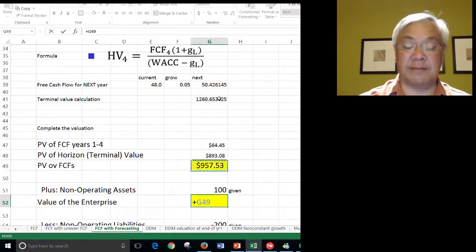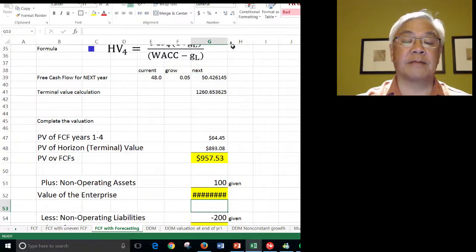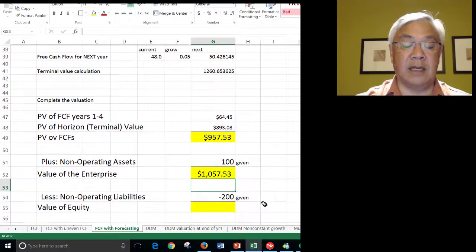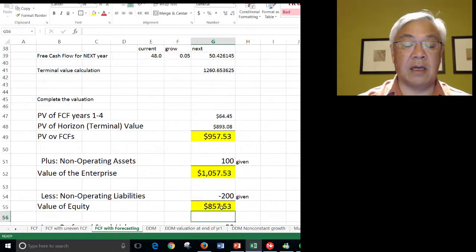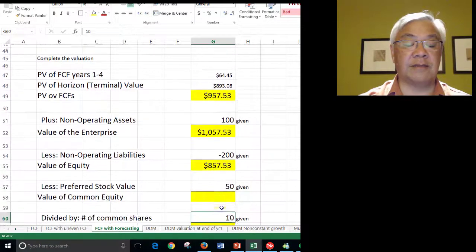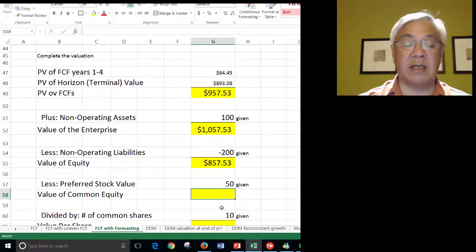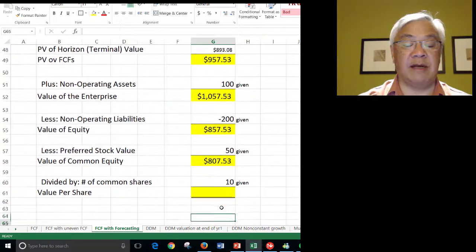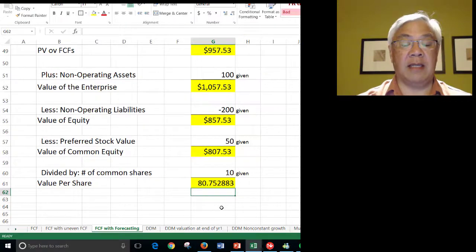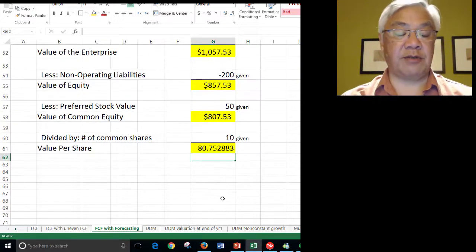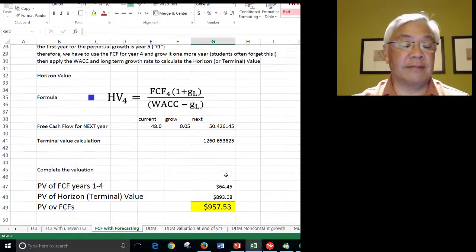We add to it our marketable securities, and then we subtract from it our debt. Then we subtract from it our preferred stock, and we divide by 10. And that's 80. So that's $80 per share using this method.